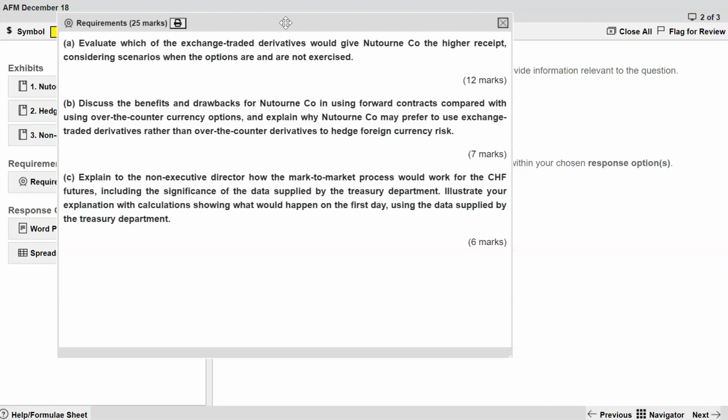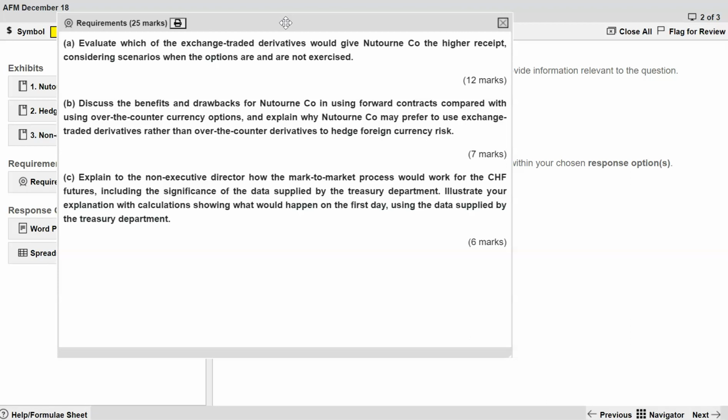In B part, discuss the benefits and drawbacks to the company of using forward contracts compared with using the over-the-counter currency option, and explain why the company may prefer to use exchange traded derivatives rather than over-the-counter derivatives. So we have to compare exchange traded derivatives and over-the-counter derivatives. Then we will discuss why companies preferably buy the exchange traded derivatives.